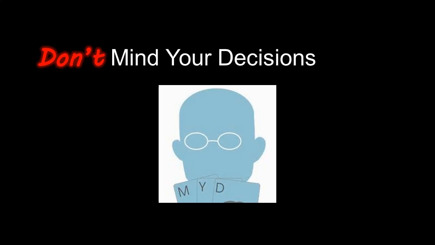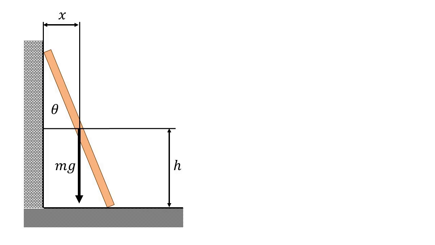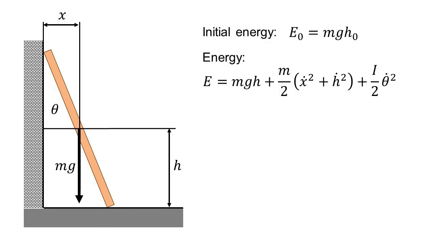But there is another way, a faster way, to obtain this result using conservation of energy. Since the only force that does any work is mg, the initial energy is simply mg h naught, where h naught is the initial height of the ladder's center of mass. The total energy, kinetic plus potential, of the ladder at any moment is given by this expression. This term is the kinetic energy due to the ladder's linear motion, while this term is due to the ladder's rotational motion. This term is the potential energy at given h. According to conservation of energy, E equals E naught.